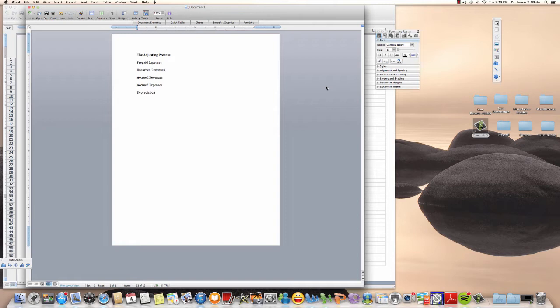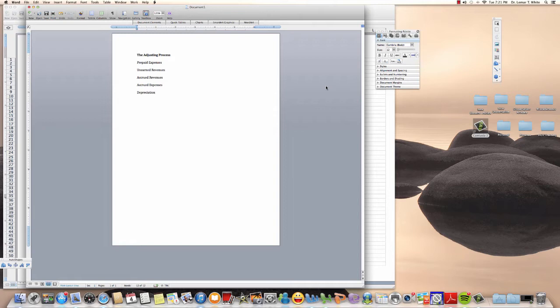So there's the revenue recognition concept, which I mentioned already. And that basically says you need to record revenues in the period in which you earned them. And there's also a matching concept or matching principle, which says that you need to record your expenses in the period when you incurred them and when you earn specific revenues. Okay? So, we're going to look at this adjusting process.